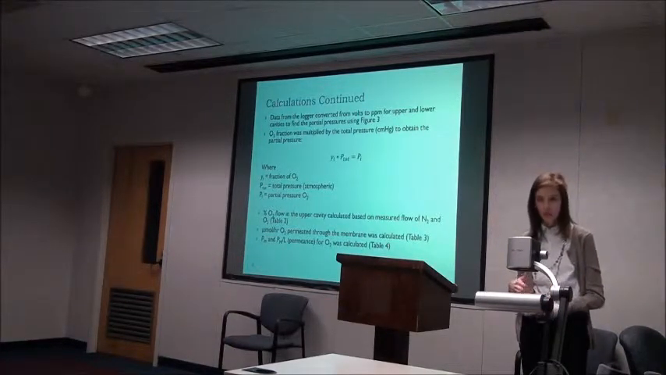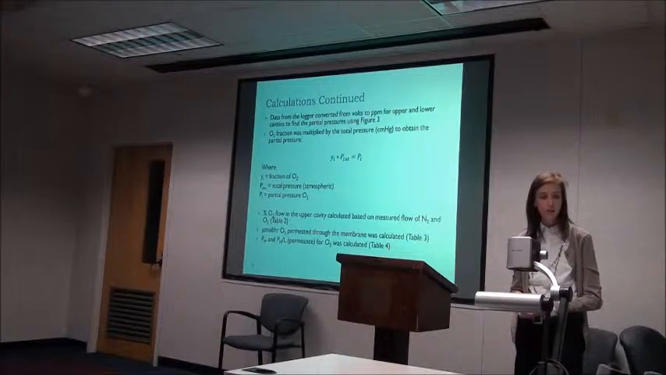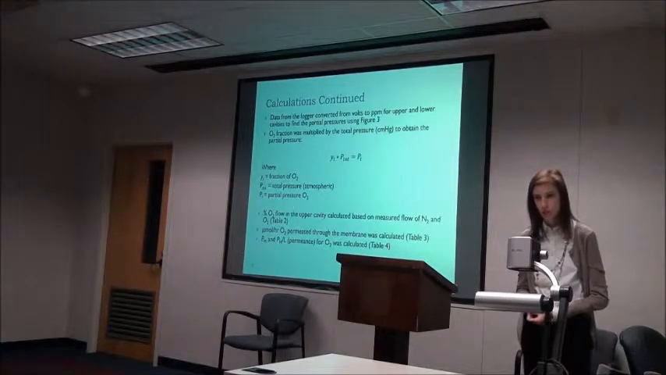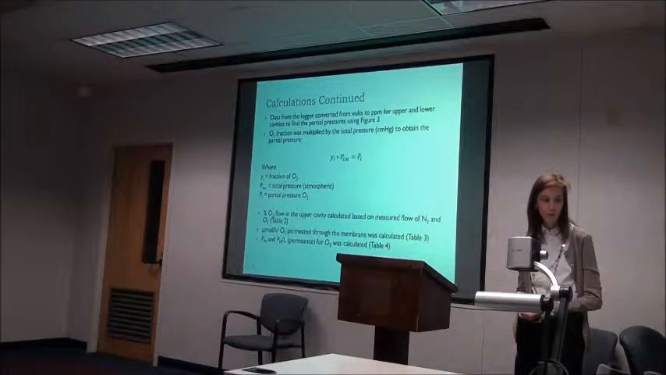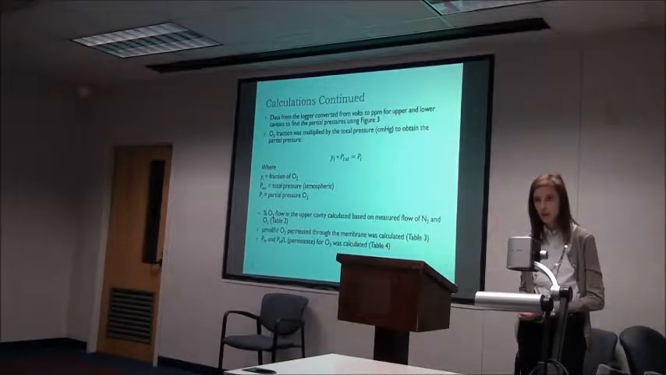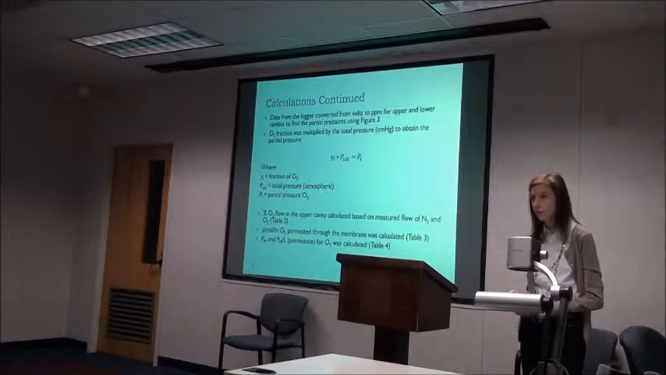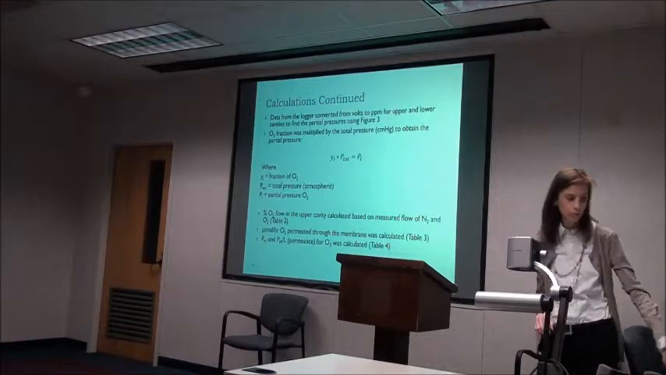And then I have 3 tables on the following slide. The first table just shows the percent O2 flow in the upper cavity calculated based on the measured flow of O2 and N2, and that's given in table 2 on the next slide. Also, the micromoles per hour of O2 that permeated through the membrane was calculated. And finally, the PM and PM over L, which is the permeance for O2, was also calculated, and that's given in table 4.